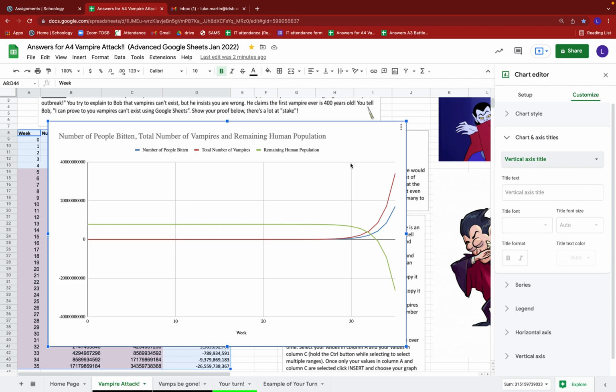Okay, so that pretty much wraps up the end of tutorial number 1 of how to do the Vampire Attack tab.